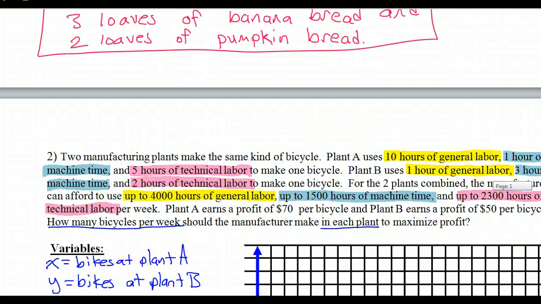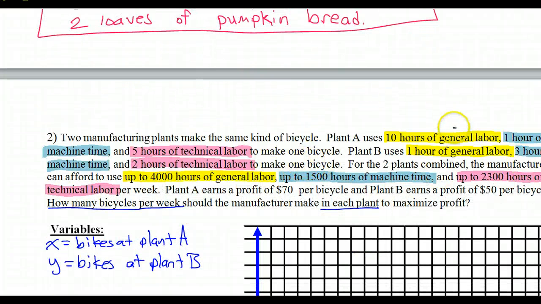By the way, guys, see what I'm doing with this highlighter? Putting my constraints, all my general labor, one color. All my machine time, another color. All my technical labor, another color. Each constraint is a color. And then I make my profit, my objective function, a fourth color in this case. I highly recommend using highlighters. Invest in some highlighters. Get yourself a yellow, a blue, a green, and a pink. And bring those with you to class and use those to mark up the problem to help you keep your thoughts organized.